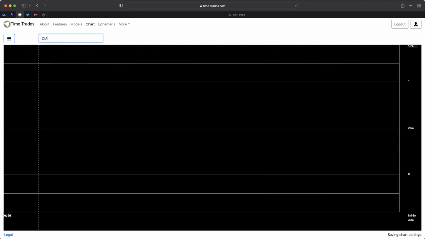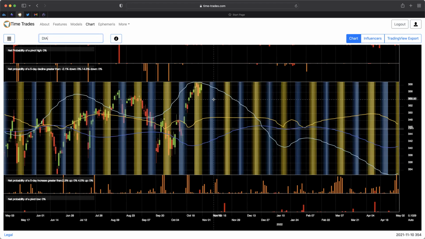Whenever I look at one index, I like to look at all four of them, including IWM. So the Dow has a similar high probability of a pivot low, 48% probability of a pivot low on November 19th, but it also has a lot more up days forecast here. So the Dow is showing more strength than the Nasdaq.